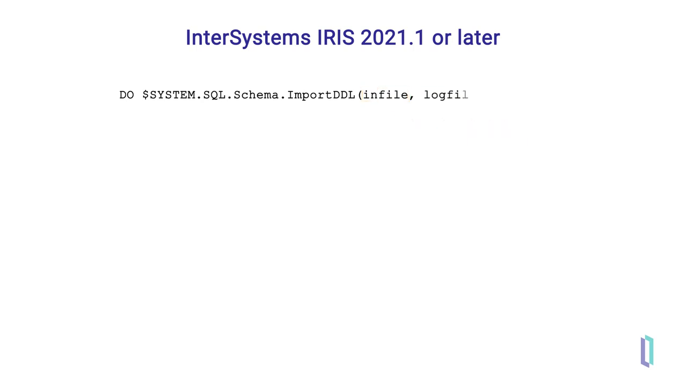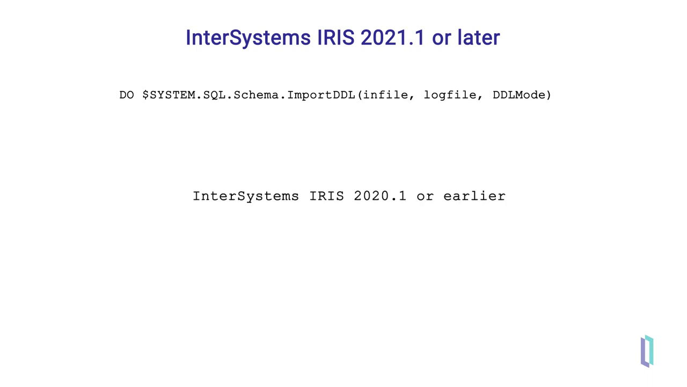Add the second parameter, log file, which is the full path name of the error log file. If any errors are encountered during import, the error text will be saved in the log file. This parameter is optional. If nothing is specified, the default is the same as InFile with an _errors.log extension. Following the log file parameter is DDL mode. For this parameter, input the vendor you use to export the DDL script, such as InterSystems IRIS or MySQL.